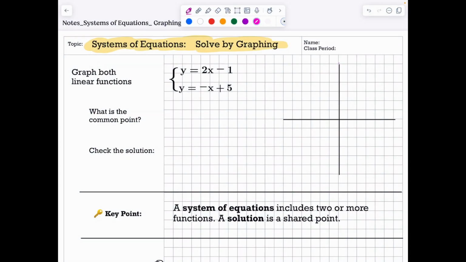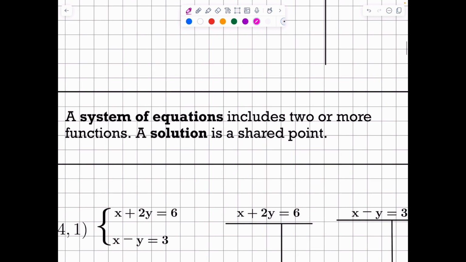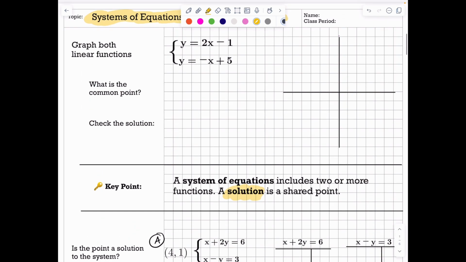So here we go. Systems of equations. We started off talking about solving systems by graphing. What are systems? Well, a system is, simply put, just two or more functions. So you get two or more functions together, and that creates a system. A solution of the system is a shared point. So where they come together, where they meet up, that shared point would be a solution.